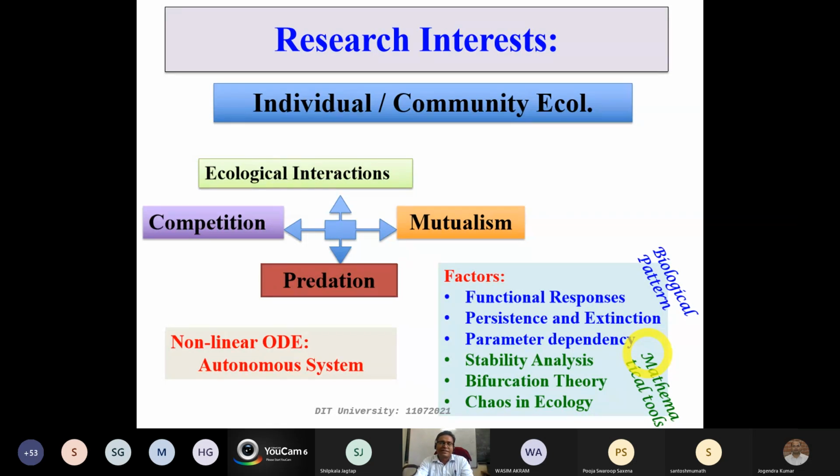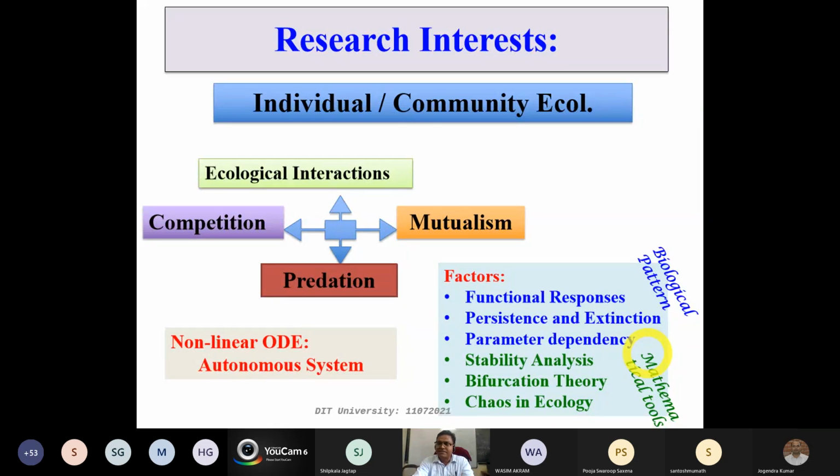So let's say how the growth term of the prey is influencing the whole system dynamics. That's what parameter dependency is. And then we have nonlinear dynamical system tools. We call it stability analysis, then bifurcation theory, and then chaos.